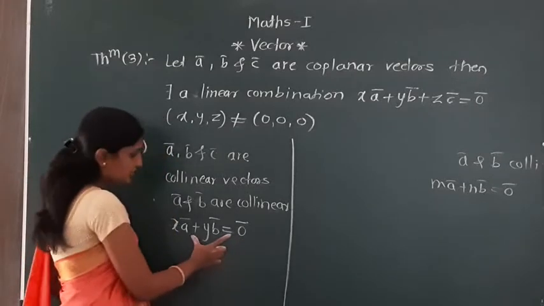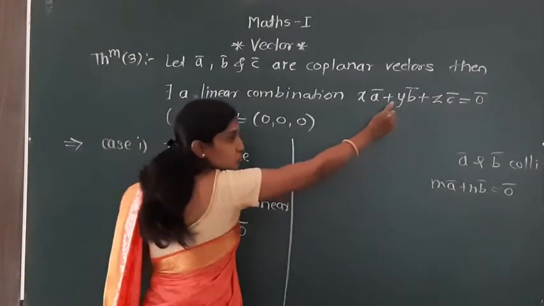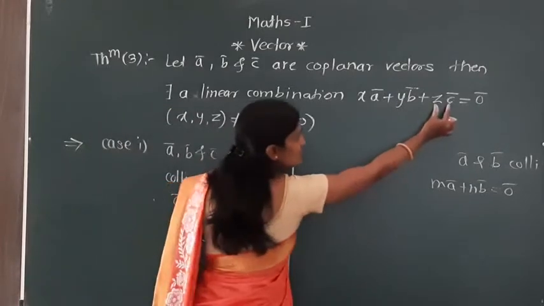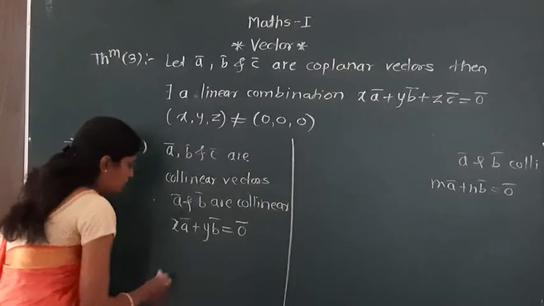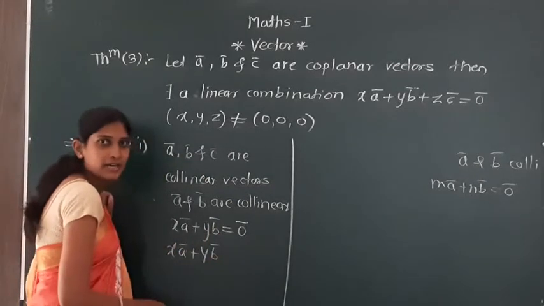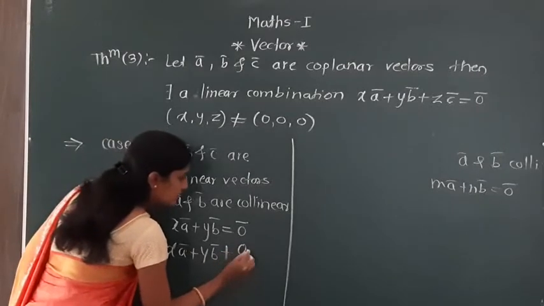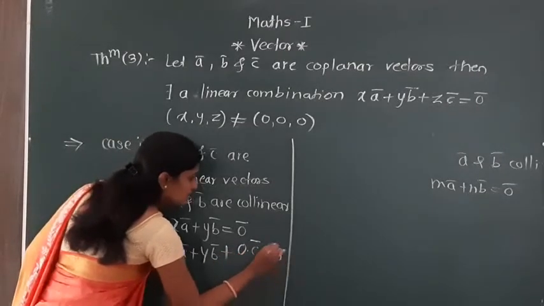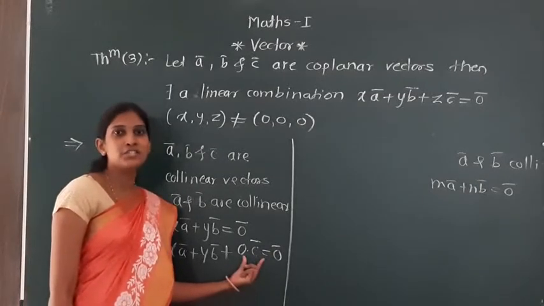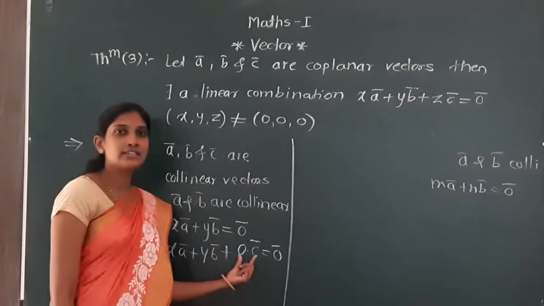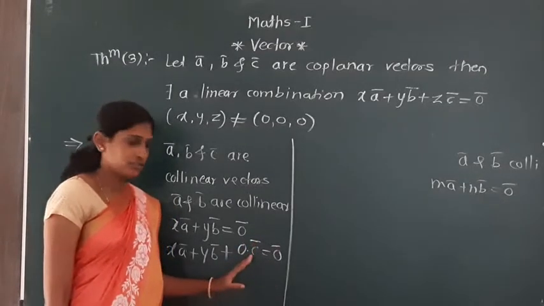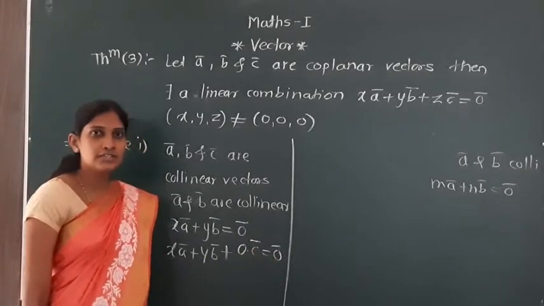Now observe this statement. We have to prove this z c bar. Here the c bar term is missing. So x a bar plus y b bar, we adjust here c bar. How? Plus 0 into c bar. If we multiply any vector by 0, it will become 0. So we adjust here 0 into c bar without loss of generality. 0 into c bar is equal to 0 bar.